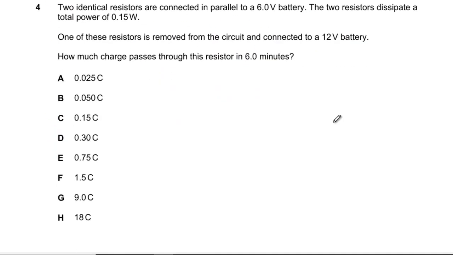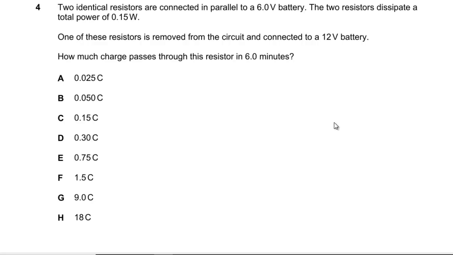Usual warmer upper ones. 2 identical resistors are connected in parallel to a 6-volt battery. They dissipate that amount of power. One of the resistors is removed and connected to a 12-volt battery. How much charge passes through this resistor in 6 minutes?